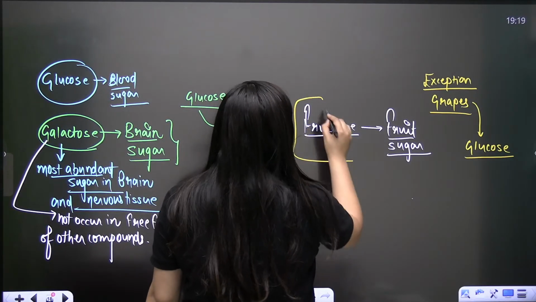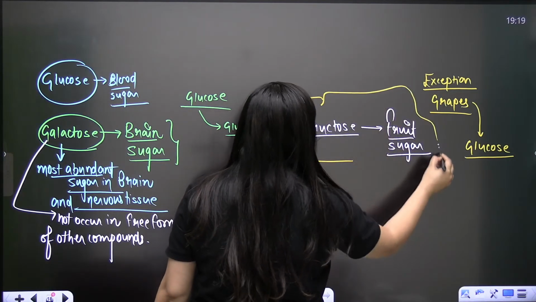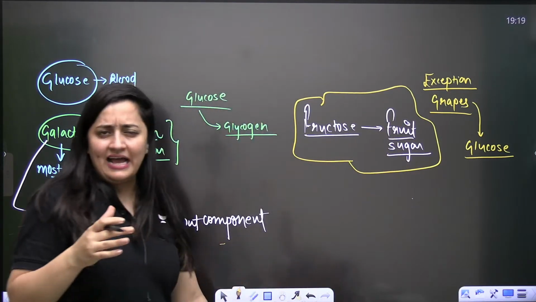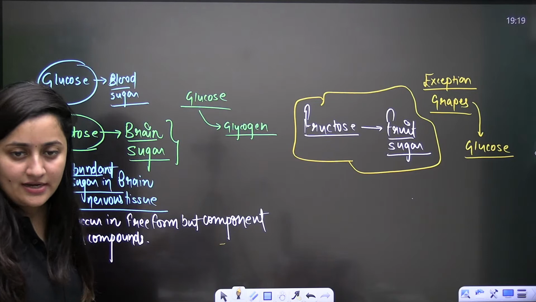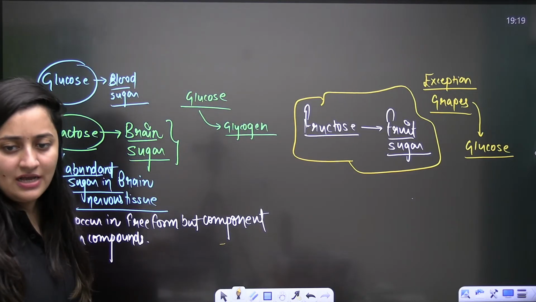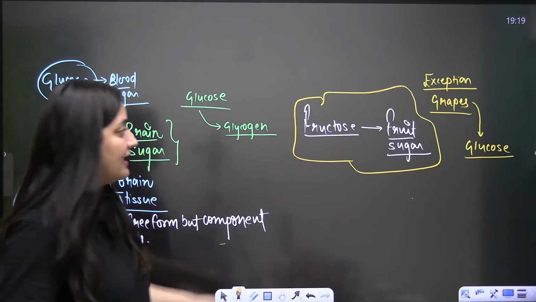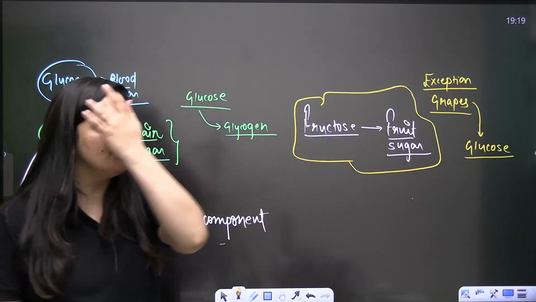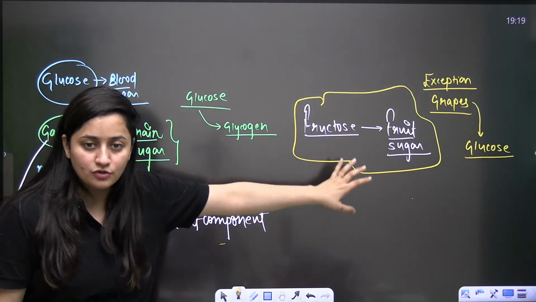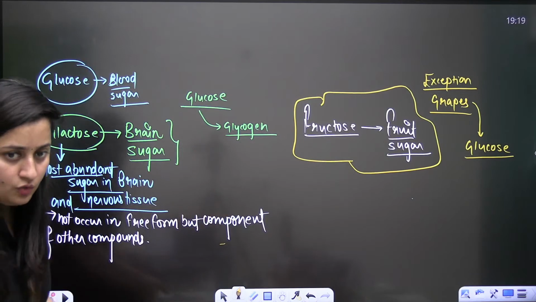It is also a sweetener, the natural sweetener, not artificial. Fructose has a high glycemic index. So fructose is the fruit sugar, but in grapes, fructose is not present. It is going to be glucose.